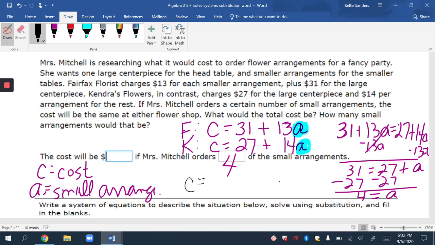So the cost is going to be 31 for the large one and $13 for every small one, and she's going to order 4. 13 times 4 is 52 plus 31, which would be $83.